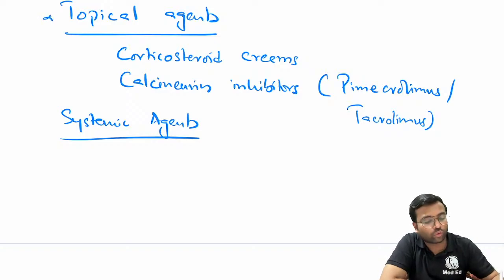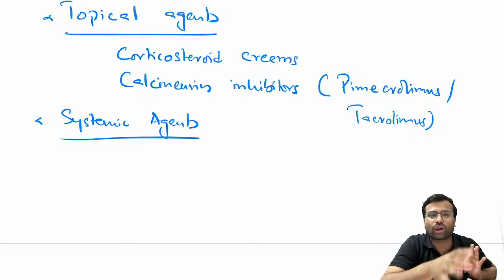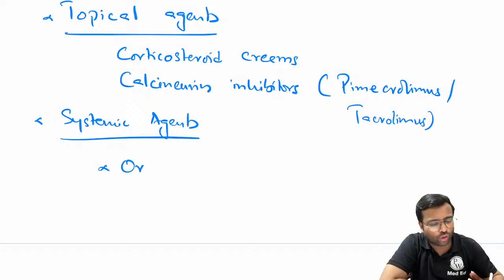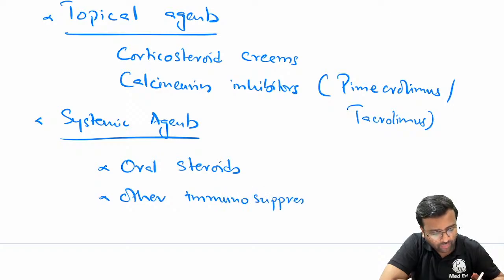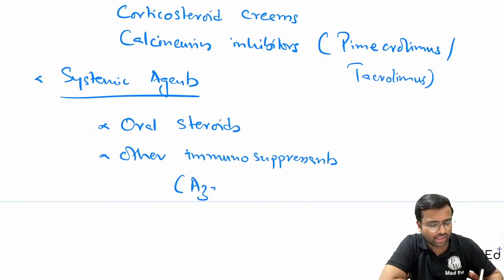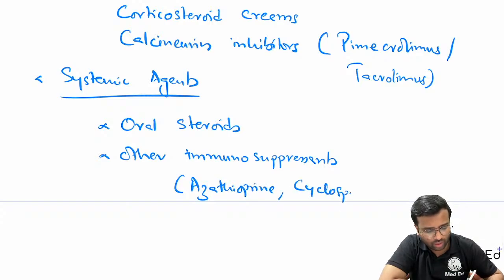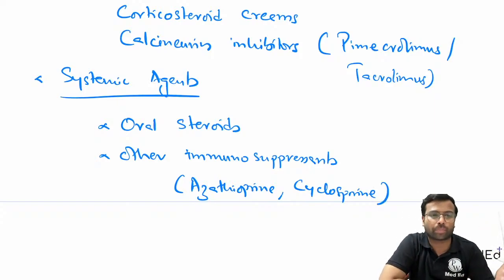Now, the second one, which you will be giving a subheading, is systemic agents. So which systemic agent could it be? Because we have to reduce the immunity. There is an attack on our immune system. So obviously we go for oral steroids or other immunosuppressive agents. What are the other immunosuppressants that are usually used? It can be either azathioprine or cyclosporin or mycophenolate, etc. So all these other immunosuppressants can also be used.